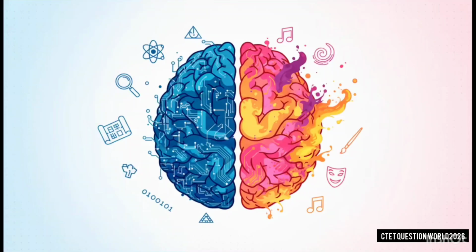But then you have the right brain. This is your center for boundless creativity. It thrives on fluidity, imagination, drawing, music, and dance. Both sides are absolutely essential, and true cognitive development is really about nurturing the harmony between that sharp analytical left brain logic and that flowing, expressive right brain creativity.